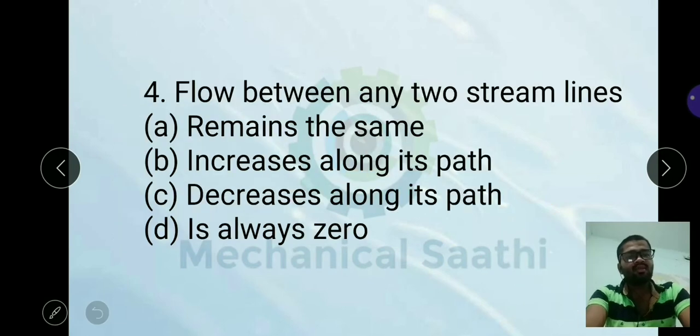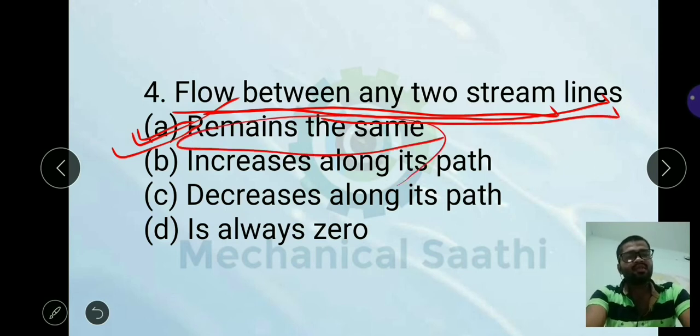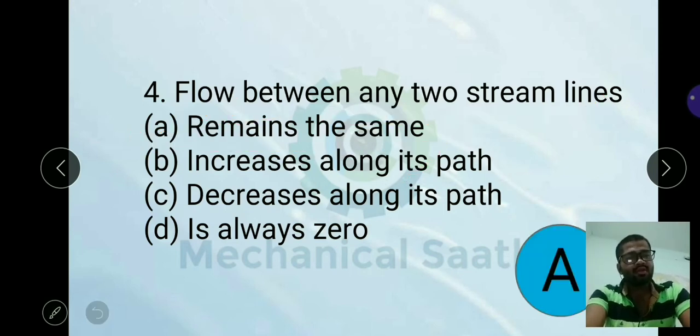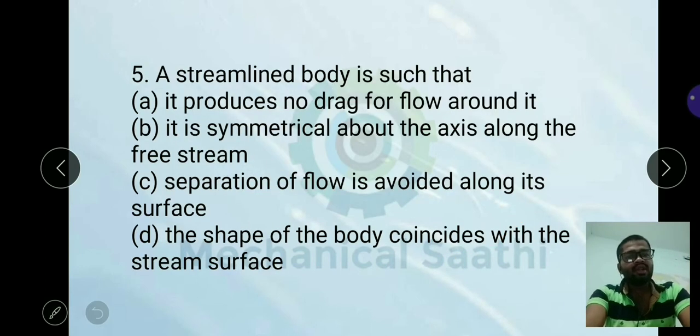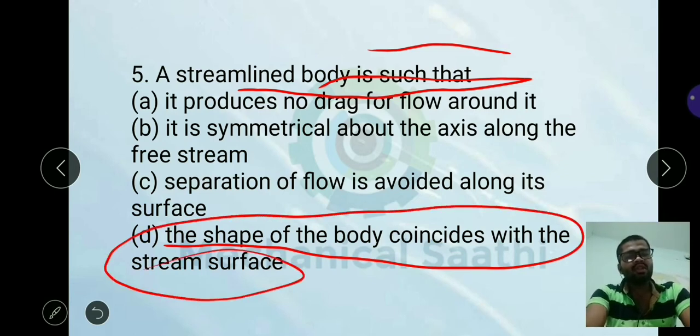Then moving next, the flow between two streamlines, what happens? It will always remain the same. The flow between any two streamlines remains the same, so option A will be the correct one. Then moving next, a streamlined body is such that the shape of the body coincides with the stream surface, so option D will be the correct one here.